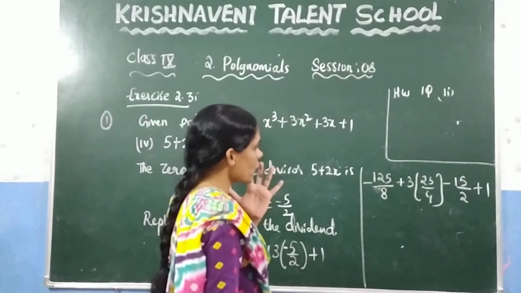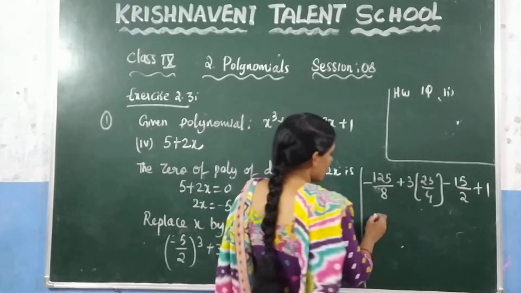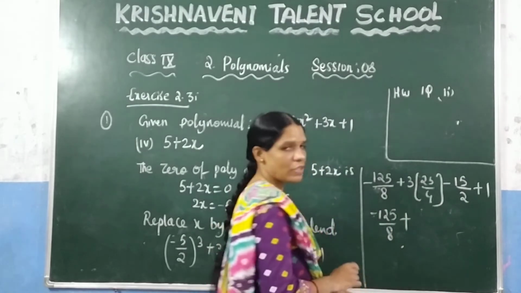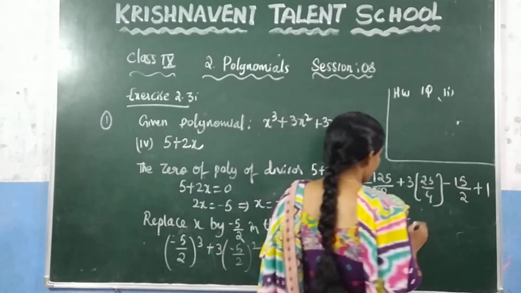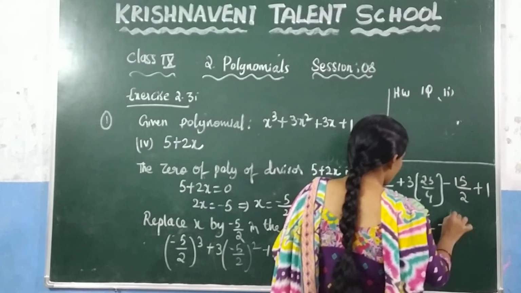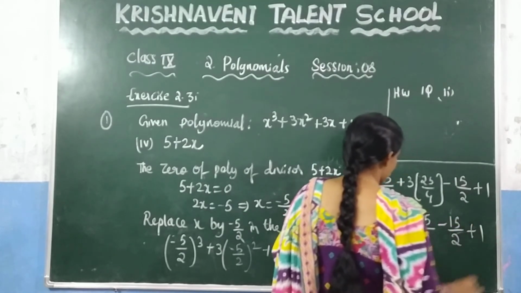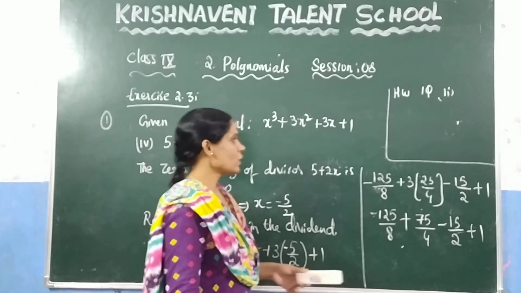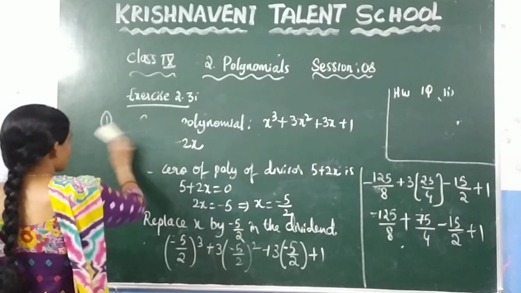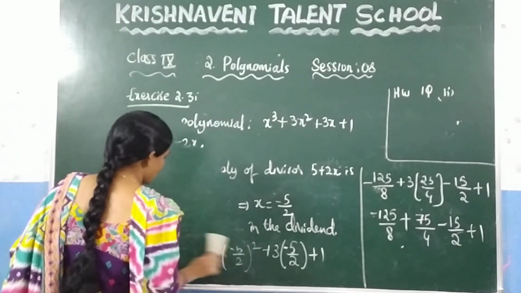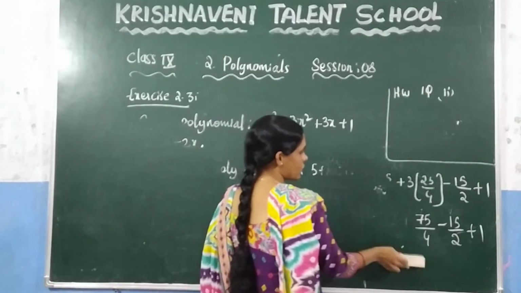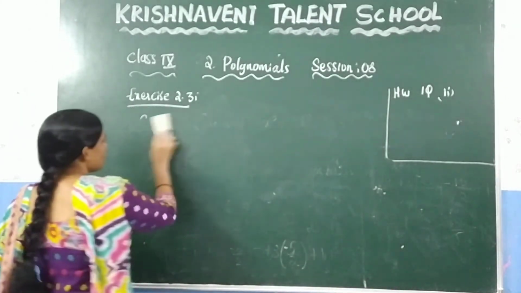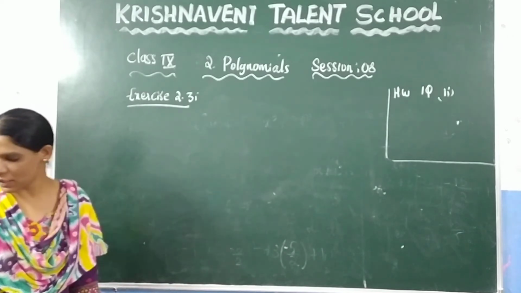Now here you can observe that you will get minus 125 by 8 plus, what is the value? 25 into 3, which is nothing but 75. So write it here: 75 by 4 minus 15 by 2 plus 1. Now you can take the LCM, and after solving this one you will get the answer. Now see the next question, which is the second question. If you are given any polynomial, you just need to find the zero of the divisor and equate that value in the given polynomial so that you will get the remainder.